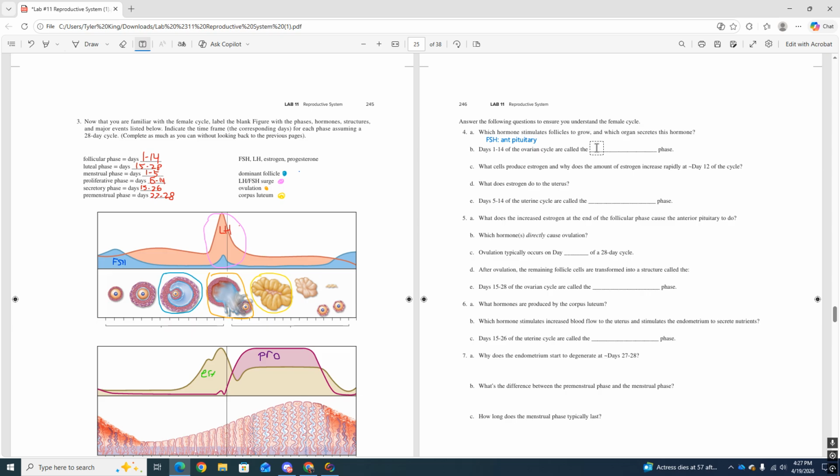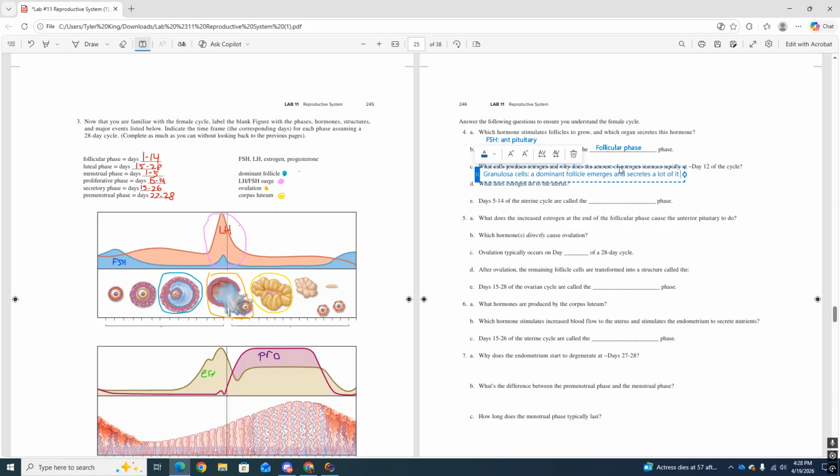Days 1 to 14 of the ovarian cycle are called the follicular phase. What cells produce estrogen, and why does the amount of estrogen increase rapidly at day 12 of the cycle? What cells produce it? These are going to be the granulosa cells, guys. Okay. What's happening at day 12? A dominant follicle emerges and secretes a lot of it.